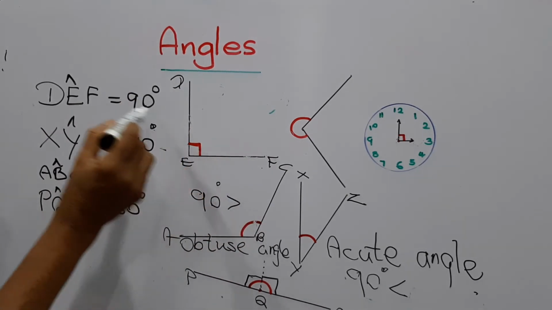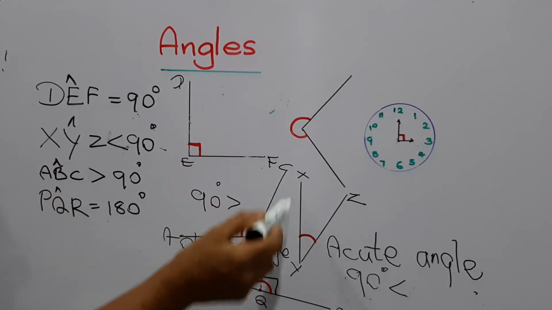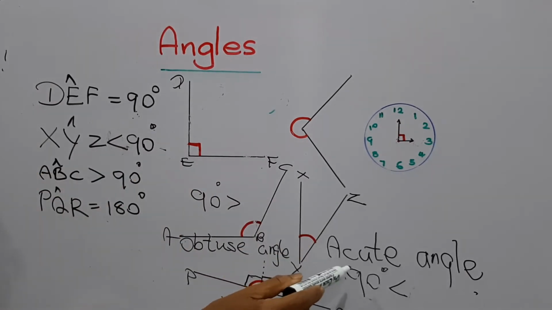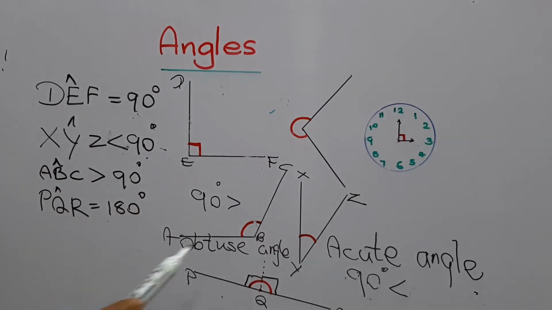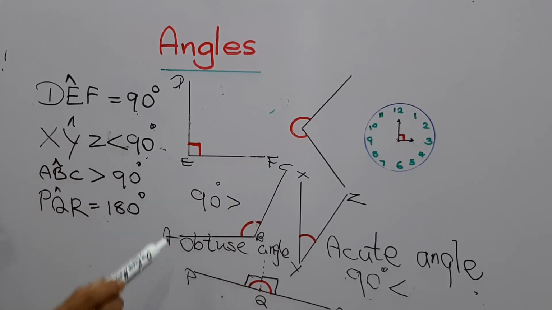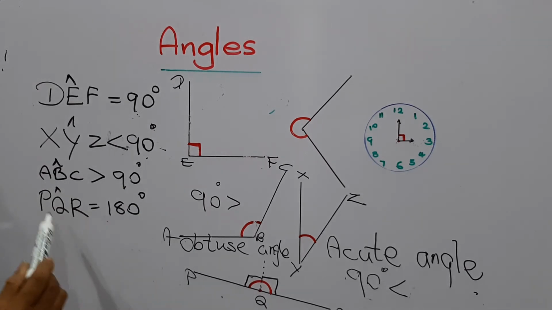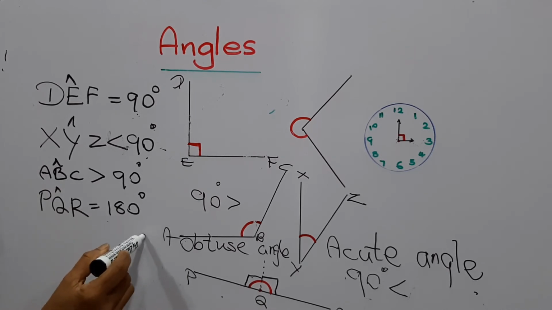Then we learn DEF as a right angle, that is already 90 degrees. Then we learn XYZ, that is an acute angle, that is less than 90 degrees. Then ABC, that is an obtuse angle, that is more than 90 degrees. When we come to PQR, that is a straight angle, that is 180 degrees.